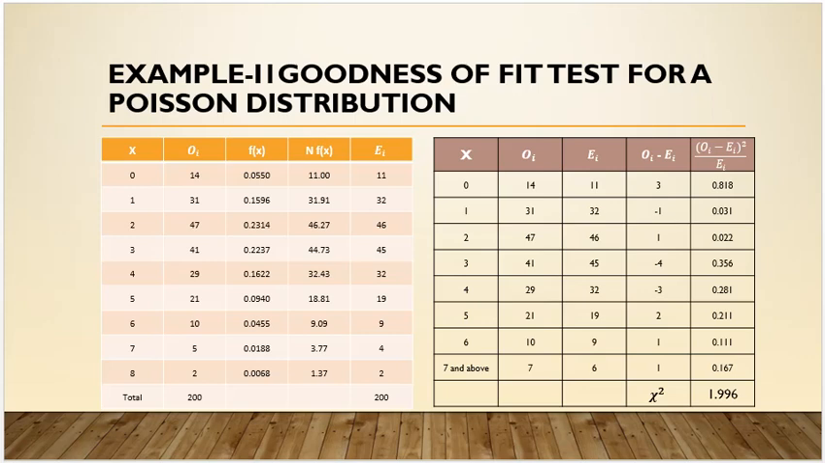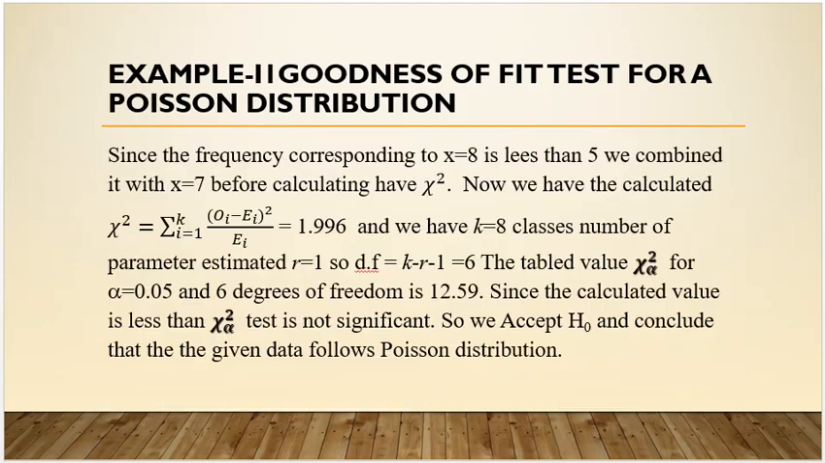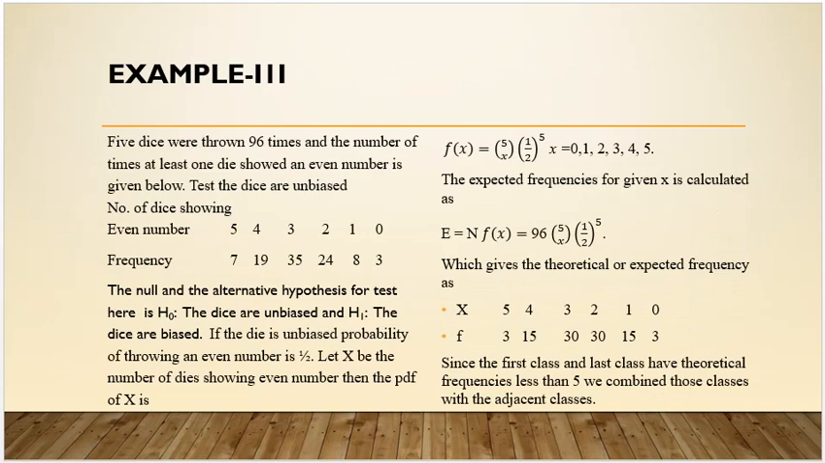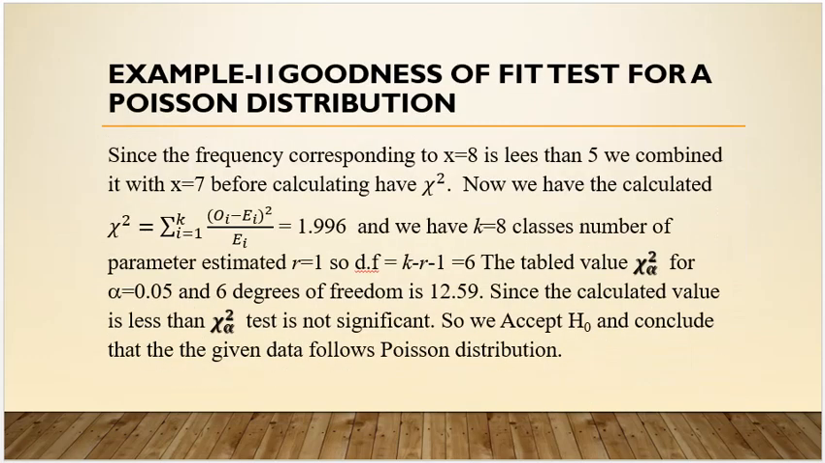So we can calculate the chi-square, which turns out to be 1.996. Again, from the table value, we find the chi-square value as 12.59. So the critical value of chi-square for alpha 0.05, the 5% level, is 12.59. Here also the critical value is more than the calculated value, so we accept H naught and conclude that the given data follows the Poisson distribution.